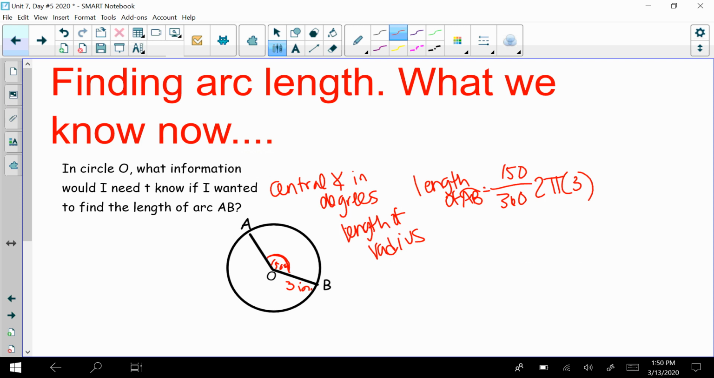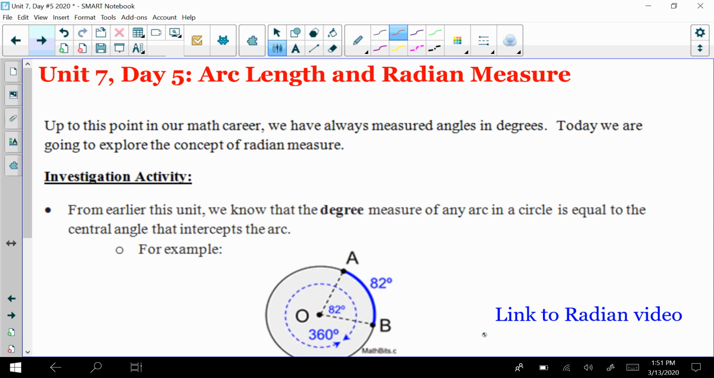So today we're going to find a different way to find arc length, and we're actually going to find a new way to measure angles, which is really cool. So in your note packet, go to page 31, and we're going to find a new way to measure angles.